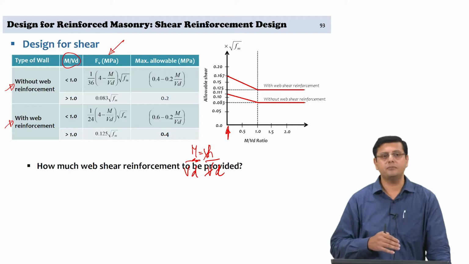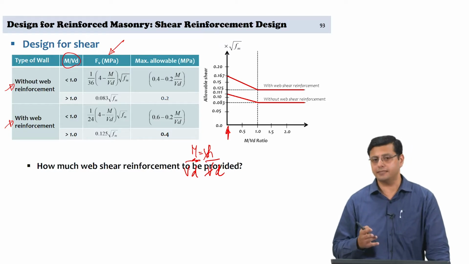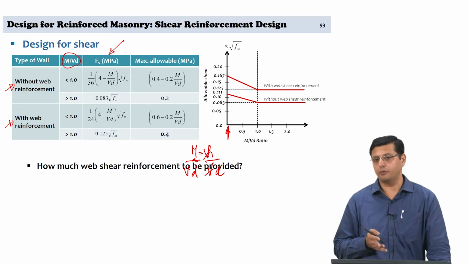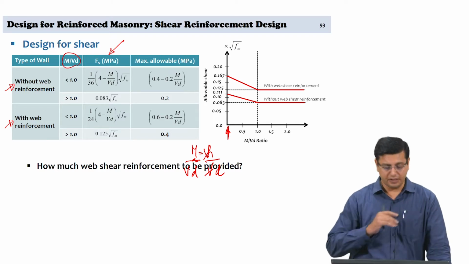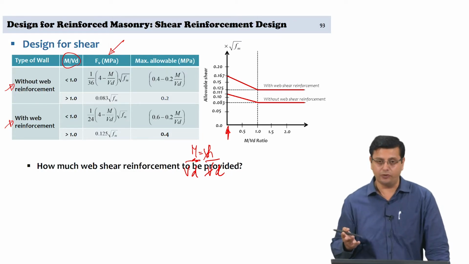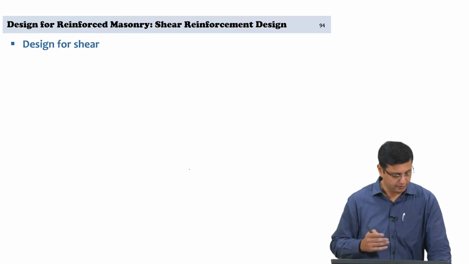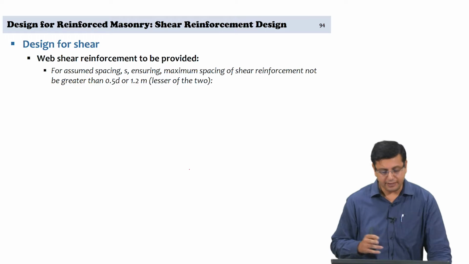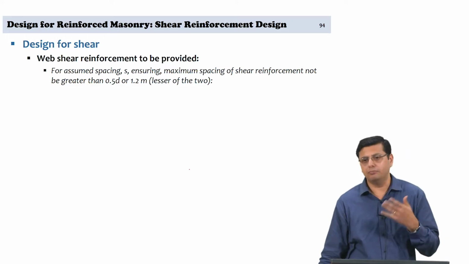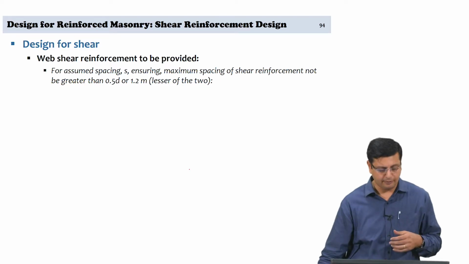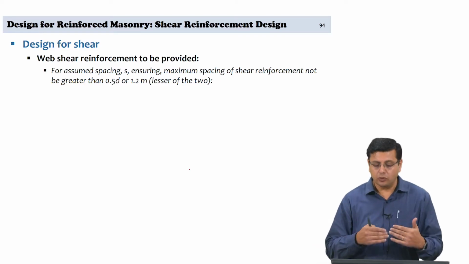We estimate with some basic assumptions how much of minimum web shear reinforcement you should be providing, knowing the shear demand coming onto the wall, and with knowledge of the type of steel that you are going to use. So, as far as the design for the shear reinforcement is concerned, it is prescribed that you make an assumption of what the spacing is going to be, and that is anyway required as a design step.